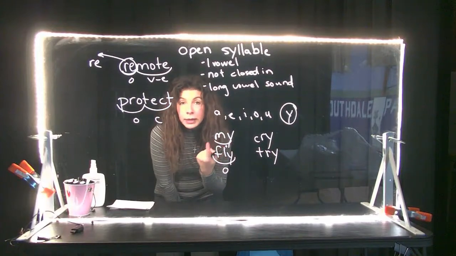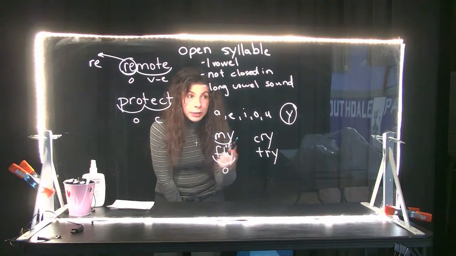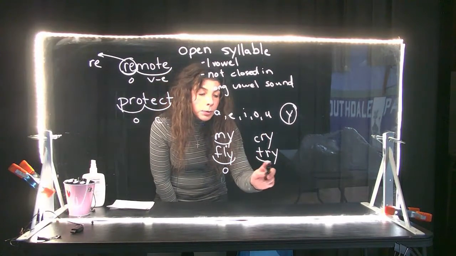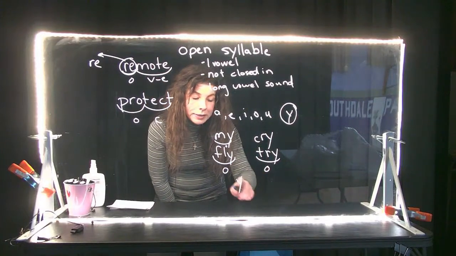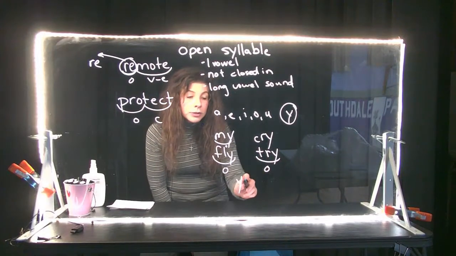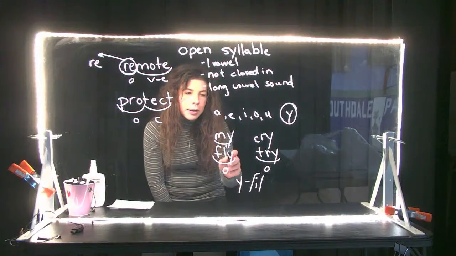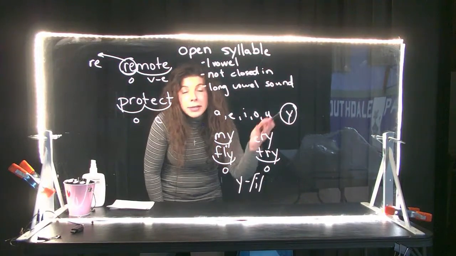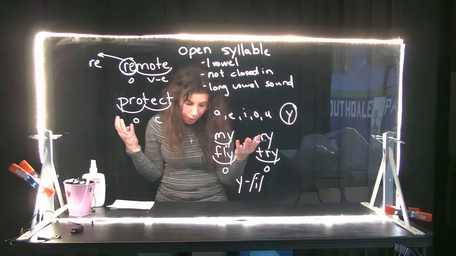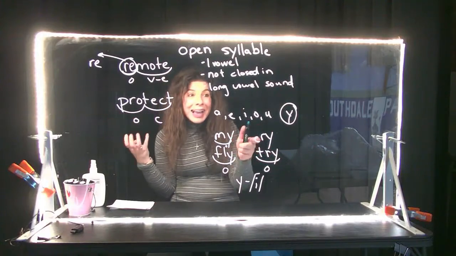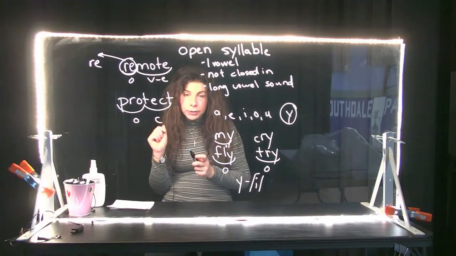Now, in a one-syllable word, that Y is not going to sound like a Y. It's going to sound like an I, a long I sound. My, fly, cry, try. So the Y doesn't make a Y sound as a vowel. It actually makes an I sound. It makes a long I sound.